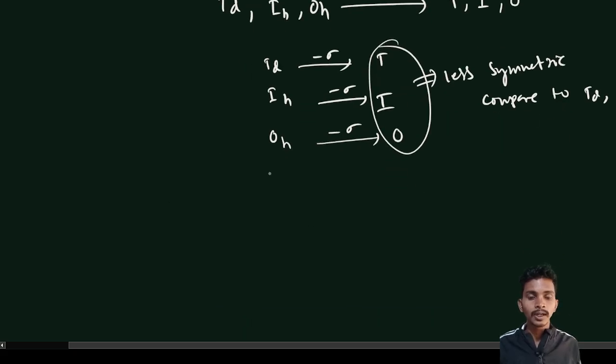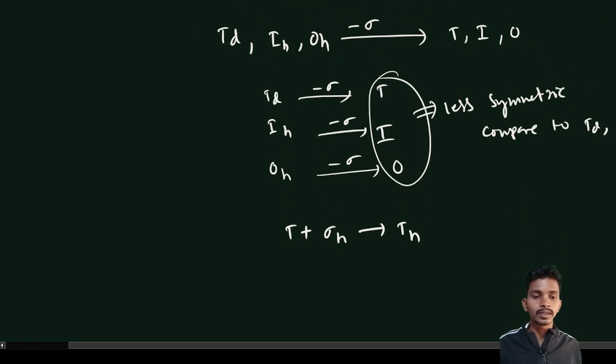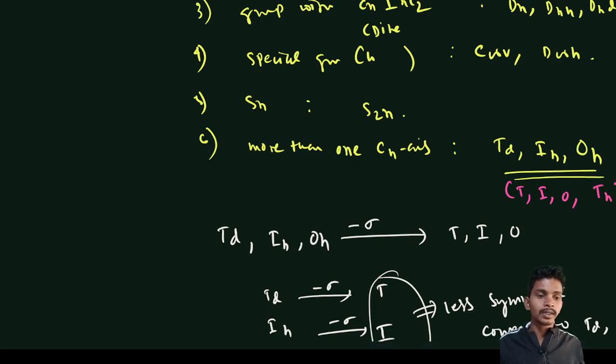Okay, another point group we have is, if we have T plus, if I add the sigma h planes, then we get Th. Okay, so these are all. So if we list out, these point groups are also present: T, I, O, and Th. These are the point groups with more than one Cn axis, meaning highly symmetric point groups.